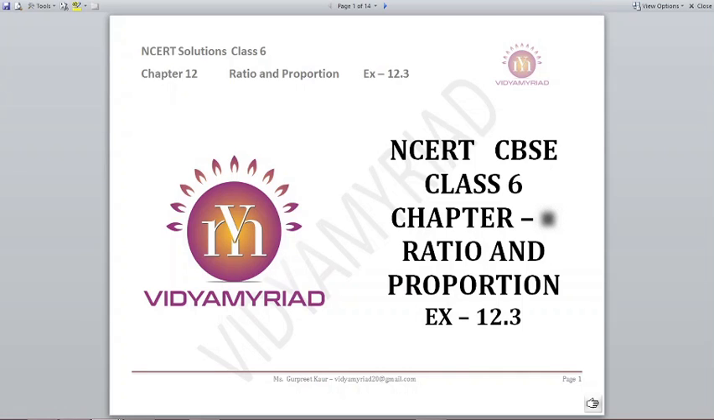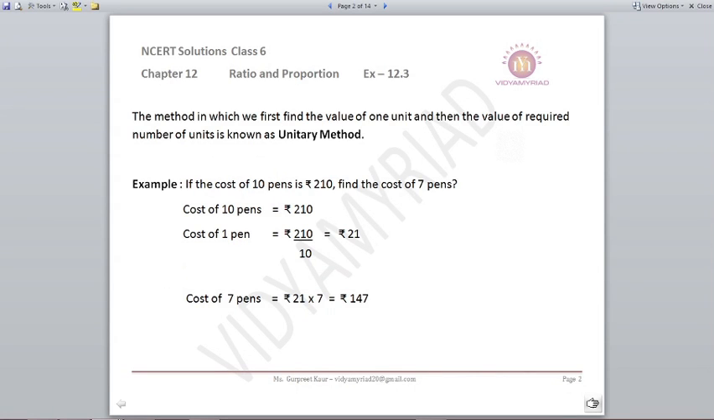This video is made for class 6 on chapter number 12, ratio and proportions, and today we are going to do exercise 12.3. Now this exercise is based on the unitary method. That means we need to find out the cost or the value for one particular unit. That is known as the unitary method.